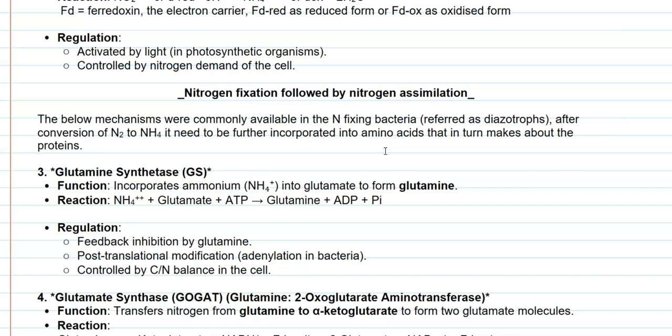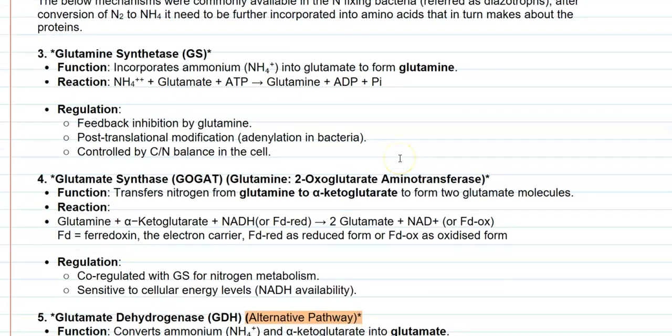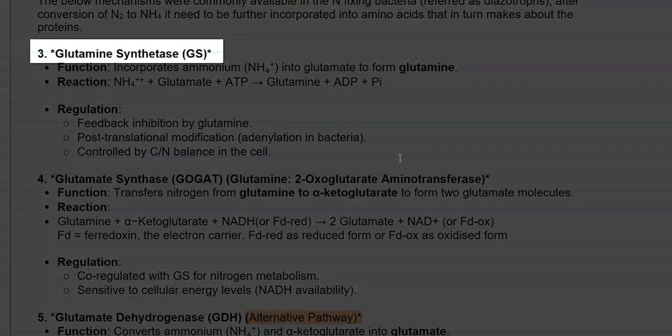The mechanisms below specifically pertain to microorganisms that are capable of fixing nitrogen, technically referred to as diazotrophs. These organisms have the ability to convert atmospheric nitrogen into ammonia. This ammonia is incorporated into amino acids, which in turn help in the formation of proteins. The first enzyme involved here is glutamine synthetase.